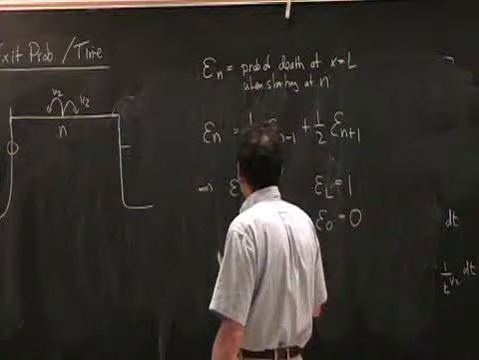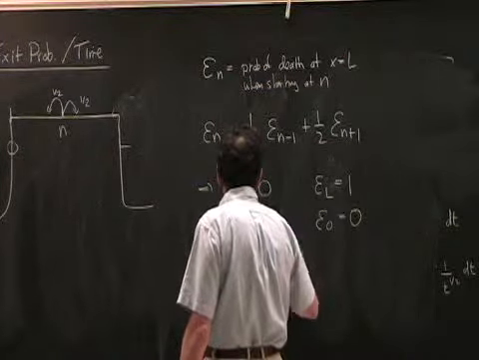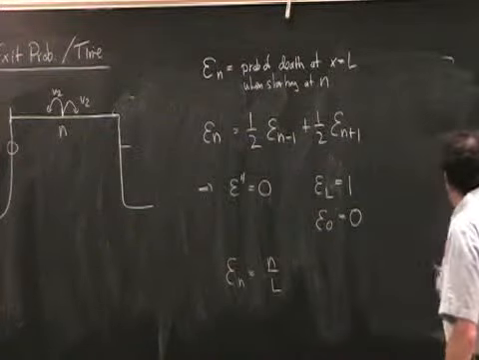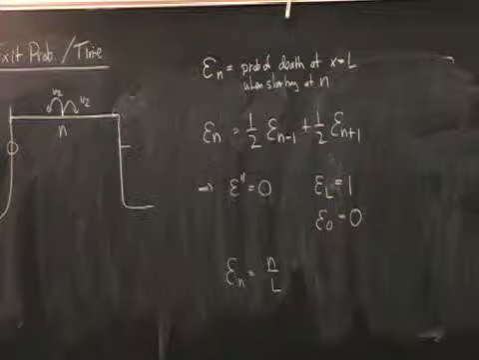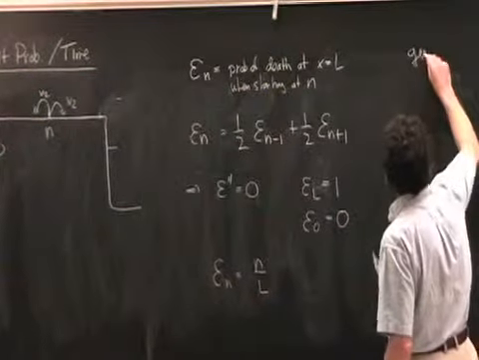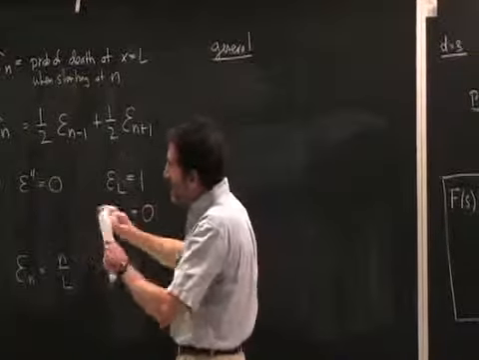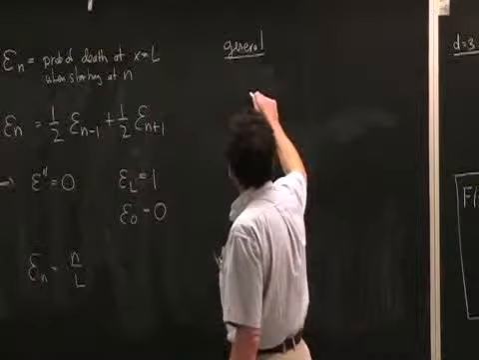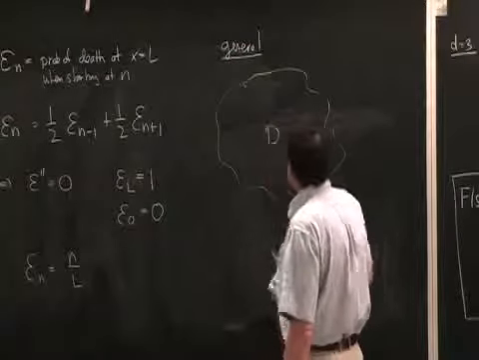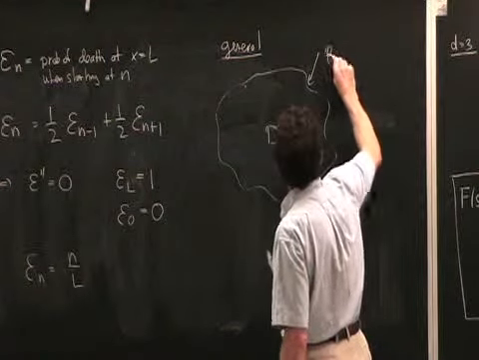And so for this particular case, this E as a function of n is nothing more than n over L as a solution to this simple problem. More generally, here's a more general framework. Let's suppose instead of having some very specific domain, we have just some arbitrary domain. So here's my domain D, and there's a boundary. So here's the boundary B.